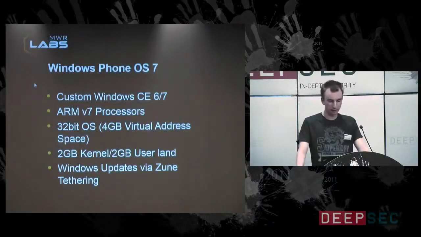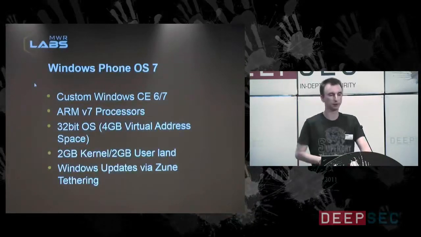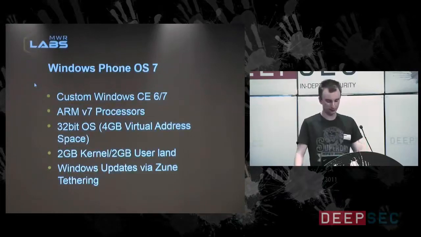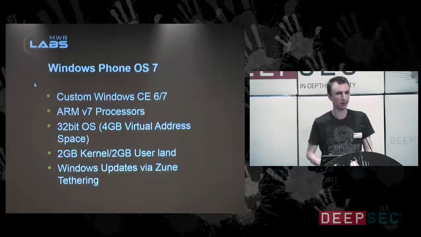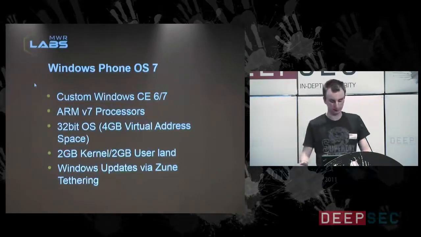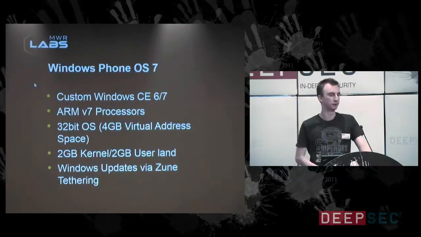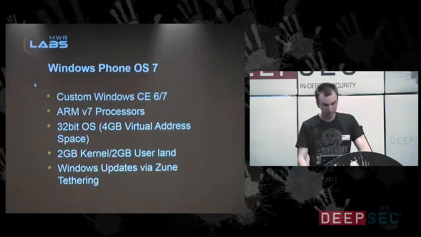And when you apply updates at the moment to Windows Phone 7, they're pushed out via the Windows Update service. They require you to tether your phone with Zune. There is support for over-the-air updates in future, but currently it's not implemented. All updates, of course, need to be digitally code signed to actually execute on the device.